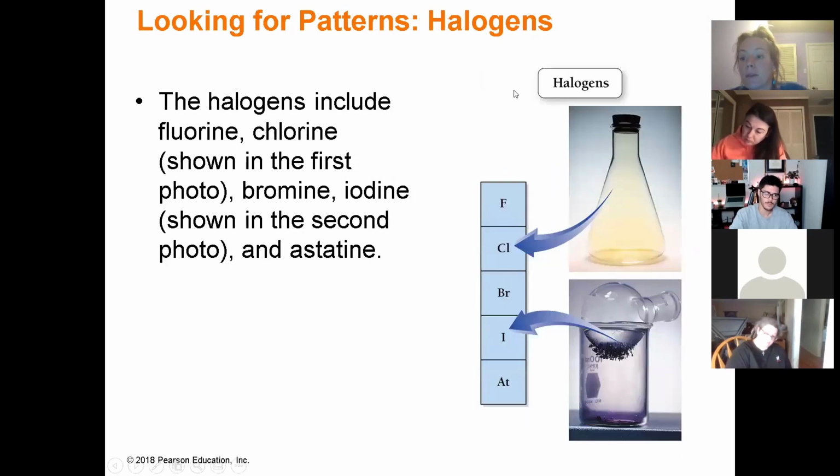Let's hop over to the other side where the halogens are. This is column 7: fluorine, chlorine, bromine, iodine, and astatine. These have much more varying properties. Chlorine is a yellow gas. Iodine is a dull sort of gray color, and it's a solid.